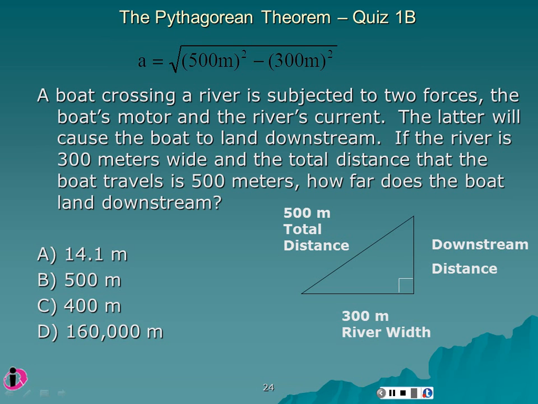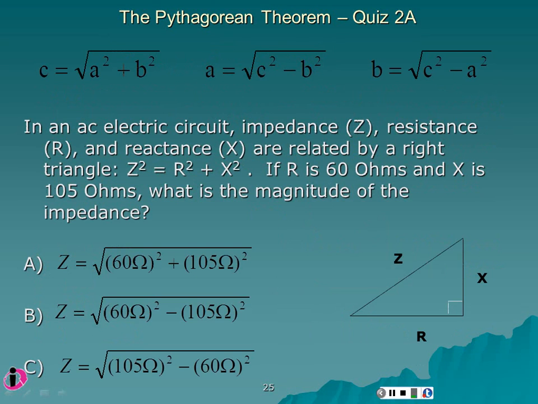So Mr. Blanton has 400 meters, so the right answer is C. What do you think? Anyone has a better answer? 400, so the right answer must be C, right? Alright, so we found the right answer is C. Now we'll try some more questions like this, and all these questions will be based on the Pythagorean theorem.